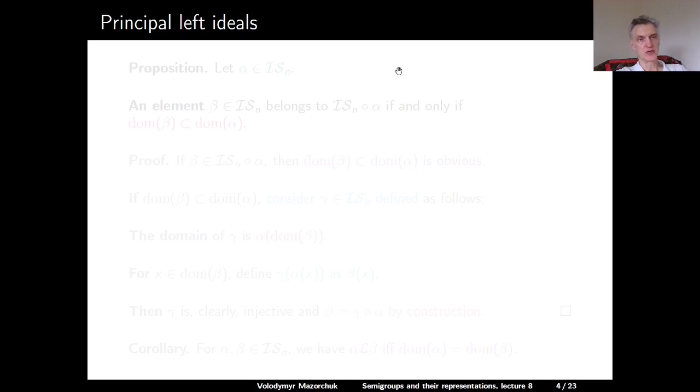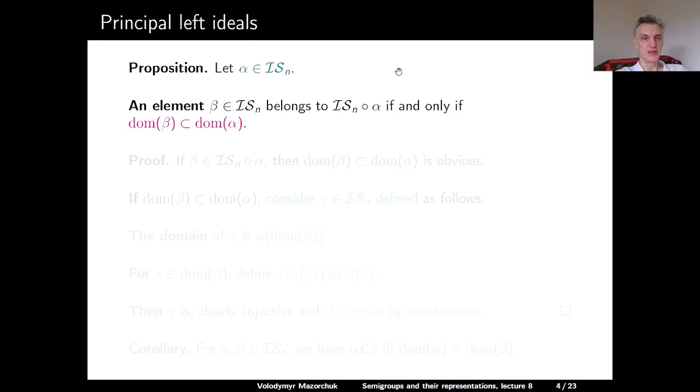Next, let us talk about principal left ideals. Proposition: let alpha be an element of ISN. An element beta of ISN belongs to ISN times alpha, so belongs to the principal left ideal generated by alpha, if and only if the domain of beta is a subset of the domain of alpha.